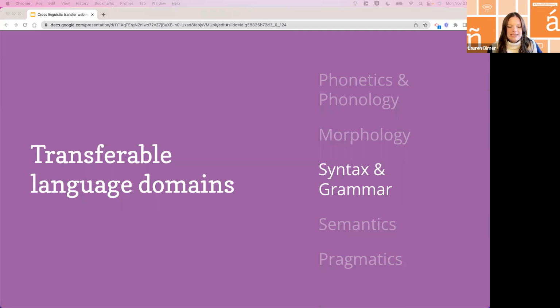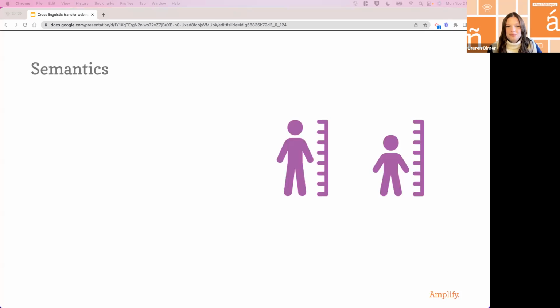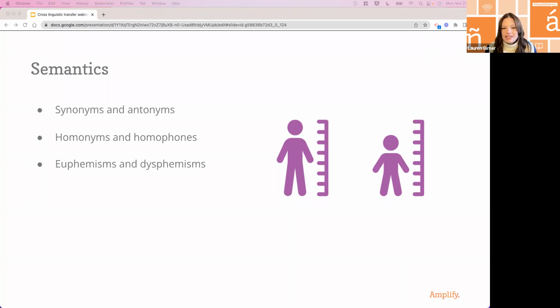Great, so now we're going to take a look at our next domain, which is semantics. So semantics is one of the more interesting parts of language, I think, and it's the study of word meaning, and it's really critical for our language learners. So things like synonyms and antonyms, homonyms and homophones, euphemisms and dysphemisms, multiple meaning words, and also idioms fall into this domain of semantics, and they provide, again, great opportunities for explicit vocabulary instruction.